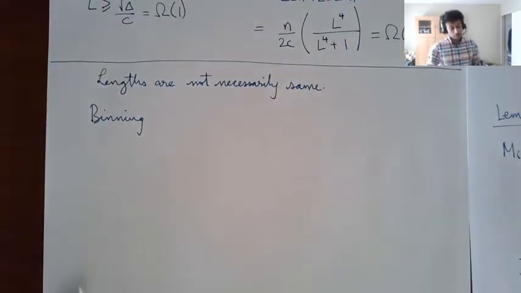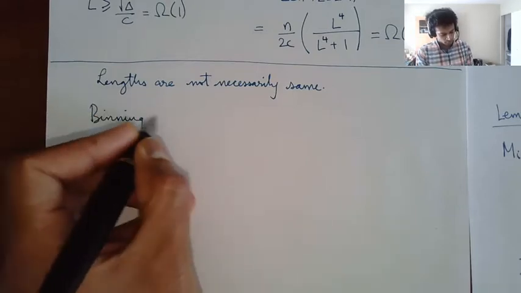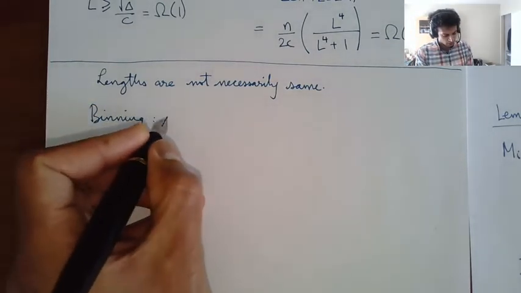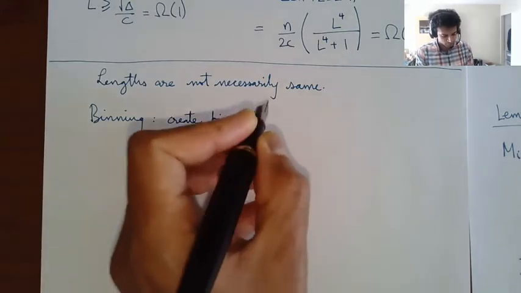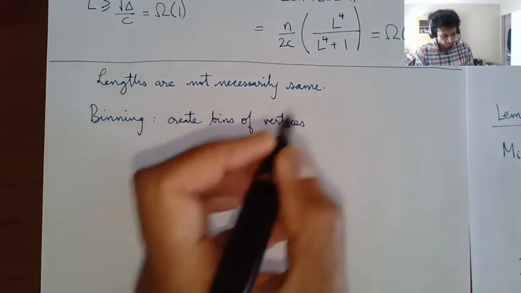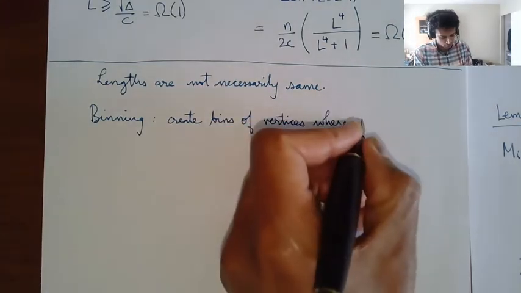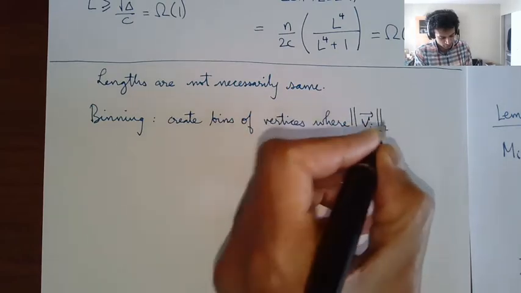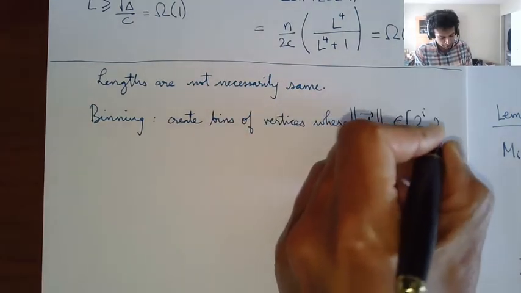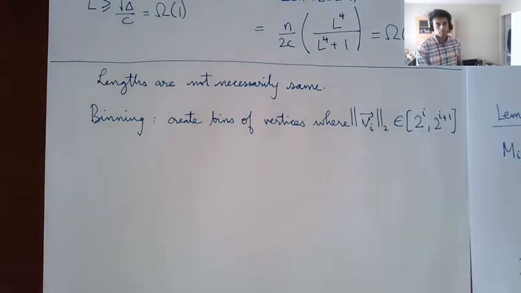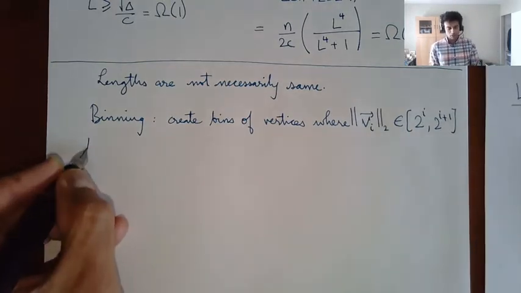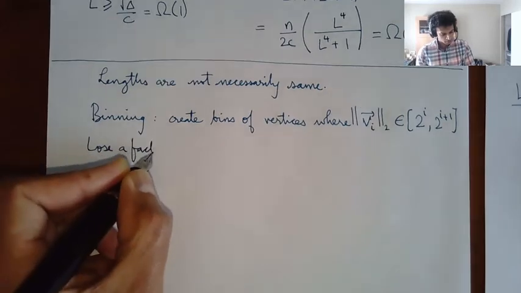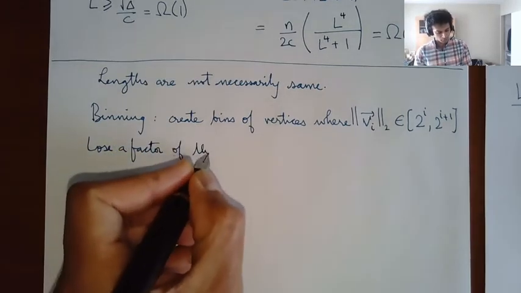So I can just try to bin. What I could do is create bins of vertices where the lengths of the vectors is in 2 to the i and 2 to the i plus 1. So you can create these bins. And what you can typically do, this is a common trick, is that by some sort of averaging, you lose a factor of the number of bins.